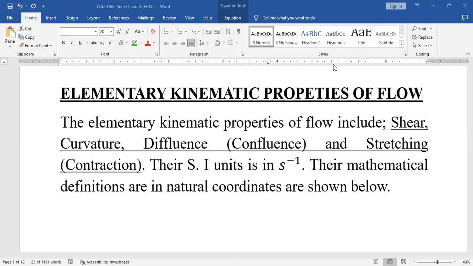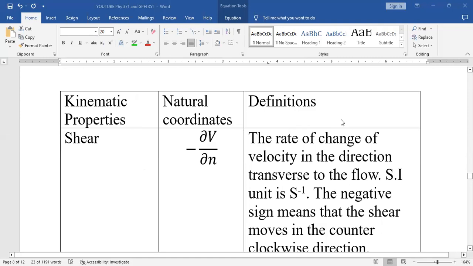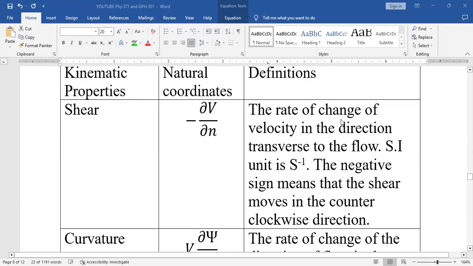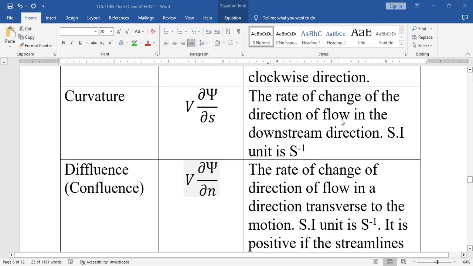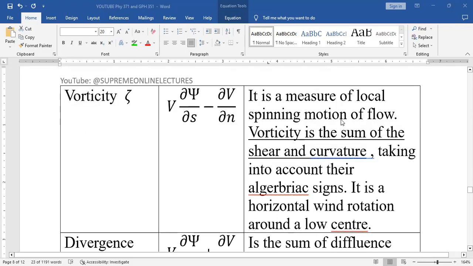In our previous class, we talked about the elementary kinematic properties of fluid, and we considered the following: shear, curvature, confluence, and stretching. We also discussed how we can use their natural coordinates to create a definition of those quantities. And as you can see on the table here, we had that vorticity is a measure of local spinning motion of a fluid, and we saw that vorticity was an algebraic sum of the shear and the curvature.